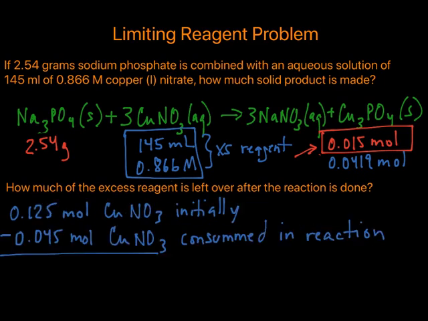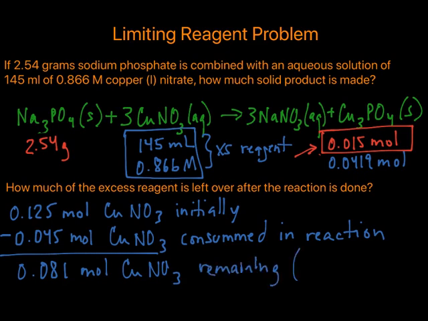Let's do that here. Okay, so I wrote it out a little bit more legibly here. We have 0.125 moles of copper nitrate initially. We're going to subtract 0.045 moles of copper nitrate, which is what is consumed in the reaction. So we get 0.081 moles of copper nitrate remaining, or this is unreacted. Or we could say this is the one in excess. So this is how many moles of copper nitrate are in excess.